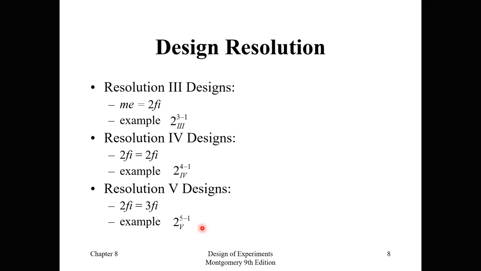Now you can easily make a resolution 4. That's a worse design. Resolution 4 would be worse than a resolution 5. Resolution 5 is the best you can get with a 2 to the 5 minus 1 fractional factorial design.